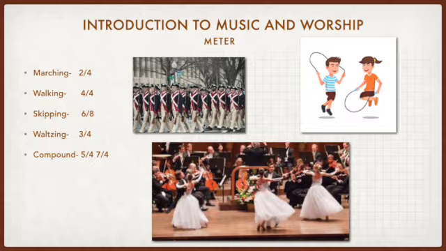Next would be skipping. 1, 2, 3, 4, 5, 6. 1 skip, 2 skip. 1, 2, 3, 4, 5, 6. Next would be a 3/4 count, which is associated with waltzing or different types of poetry. That's 1, 2, 3, 1, 2, 3, 1, 2, 3.